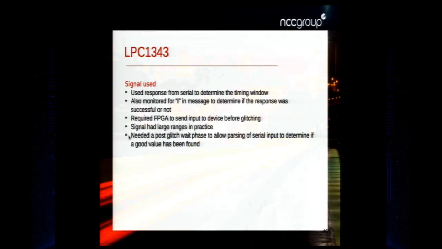Simply, I would send a test case to the device with 17 A's, and then I would monitor for the incorrect example message for the I in the message sent back. This required me to build additional logic to do some serial parsing and that stuff. In practice, the signal itself had very large ranges, so this turned out to also be a very poor quality signal to use to gain insight into what was being executed within the device.